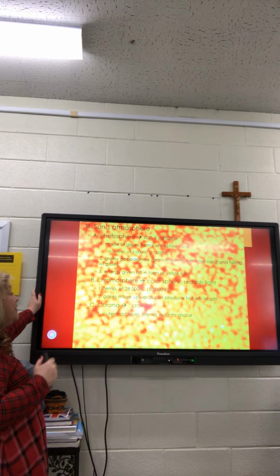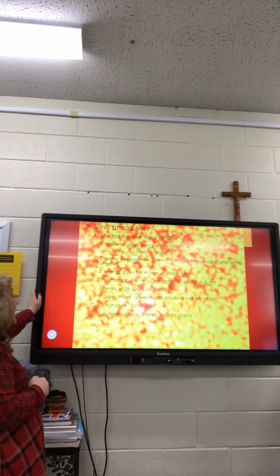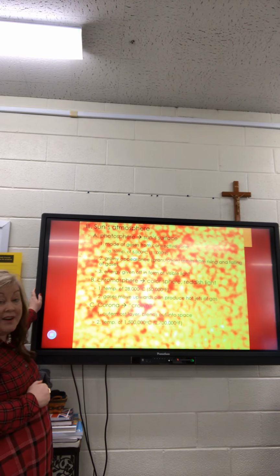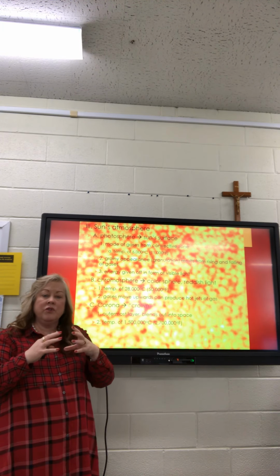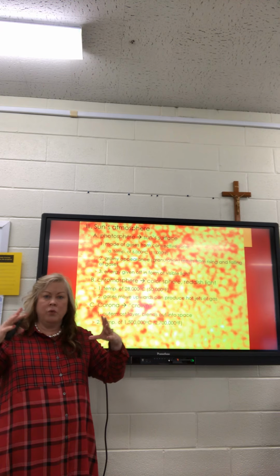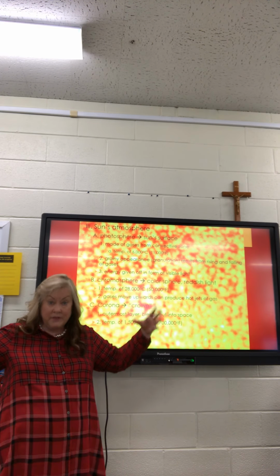The corona is even warmer than the chromosphere. It blends outward into space. It has a temperature of about 2.7 million degrees Fahrenheit. That's so weird how you went from hot, cooler, cooler, coolest, warmer, warmer? That's wild. I know, that's the sun.